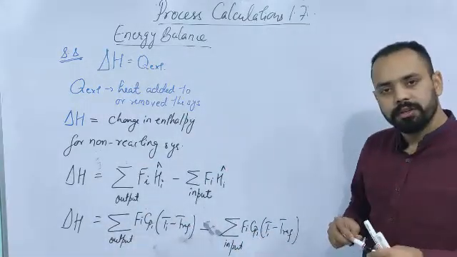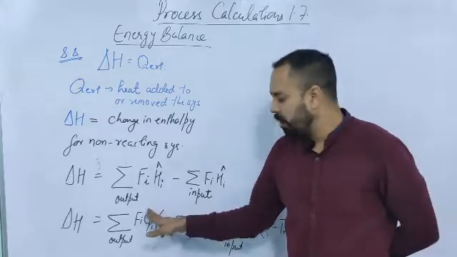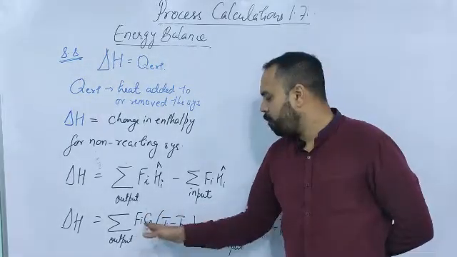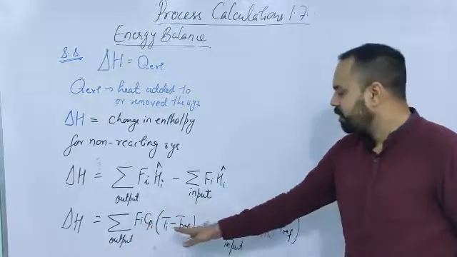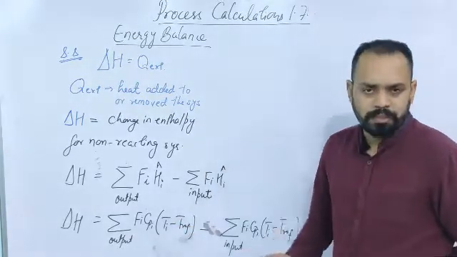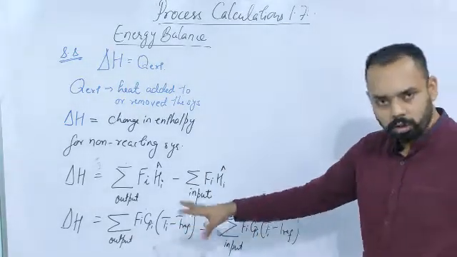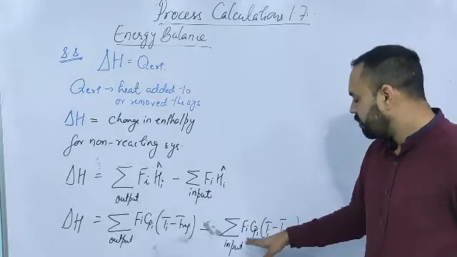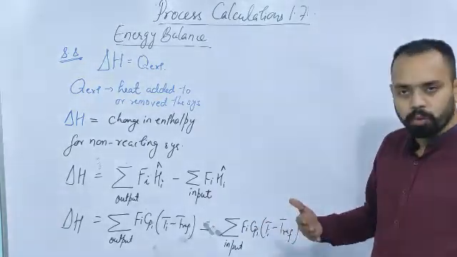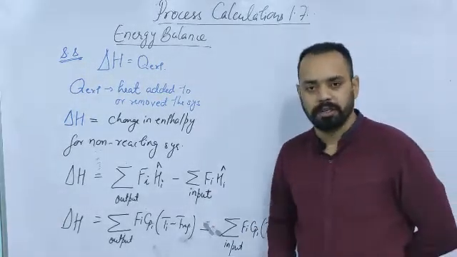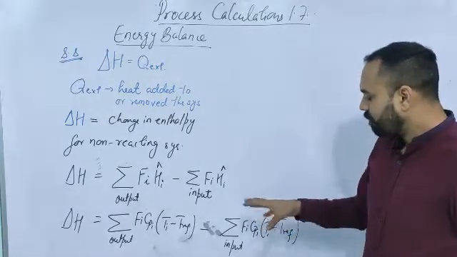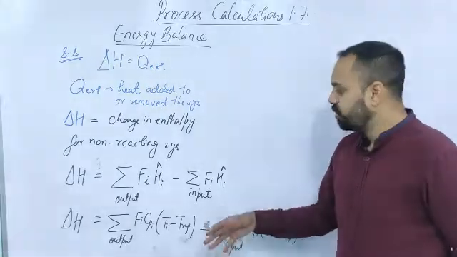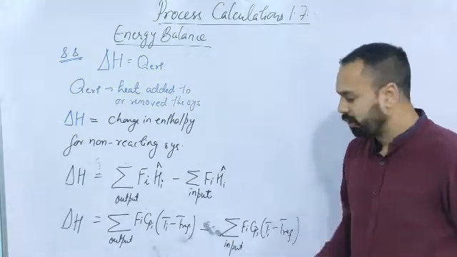Now what is F here? F is the molar flow rate, Cp is the specific heat of the component i present in the output, Ti is the temperature. All the components will be at the same temperature in the output stream, and Ti here is the temperature of the input stream. So F denotes the molar flow rate and Cp denotes the specific heat. Fine. So that is the case if the system is non-reacting.